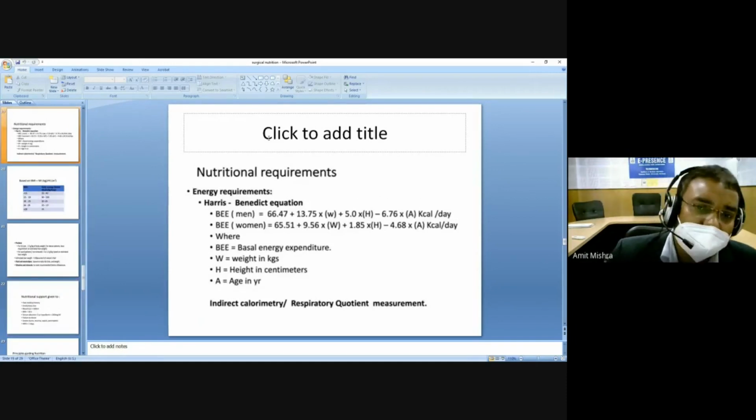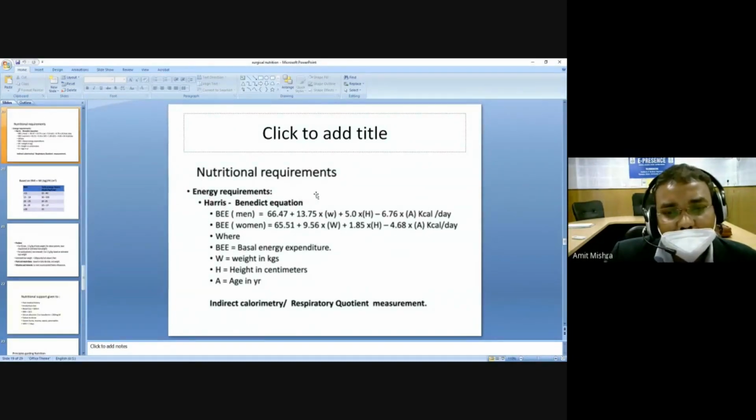Okay. So basically, for the nutritional requirement and protein requirement, there are certain formulas which have been designed for calculation of the energy requirement. This has significance where the patient is in high intensity units or high dependency units. So this is the Harris Benedict equation. You should know that B is for basal energy expenditure, W stands for weight in kg, H for height in centimeters, and age in years.